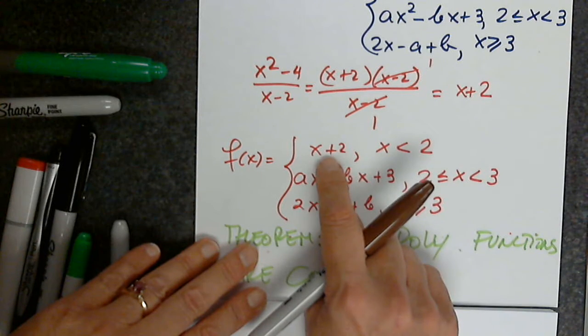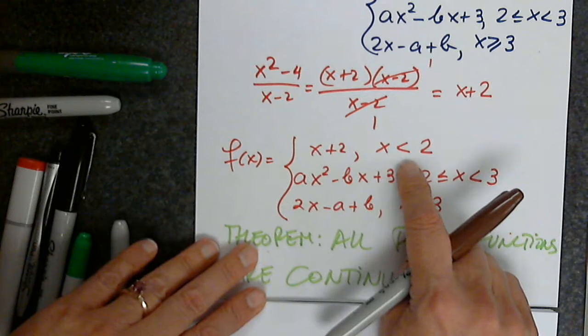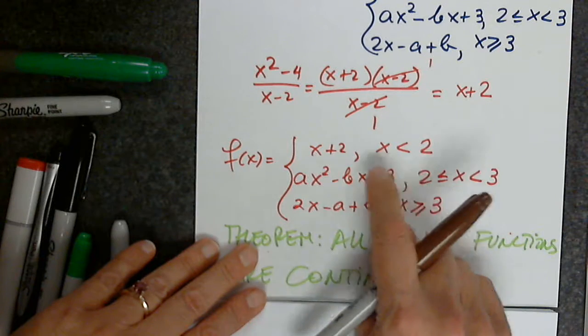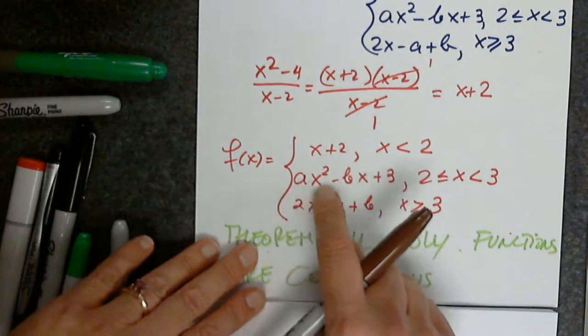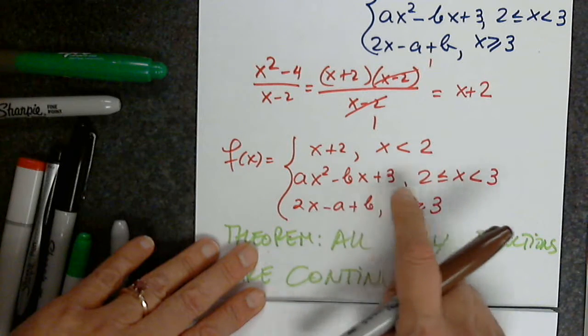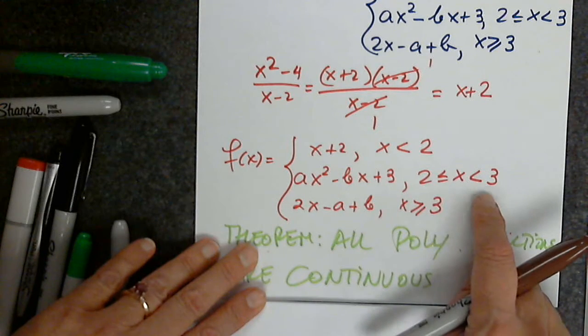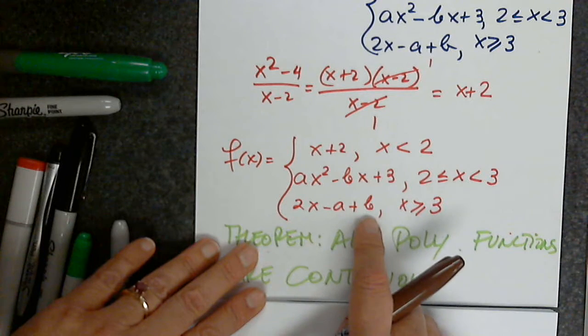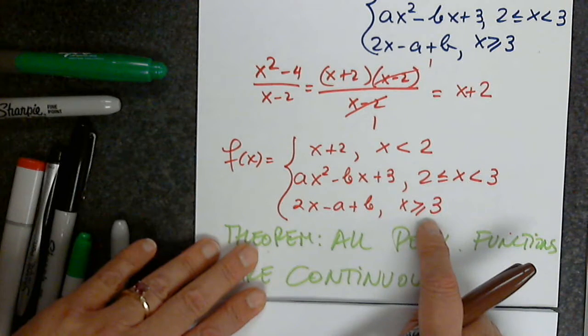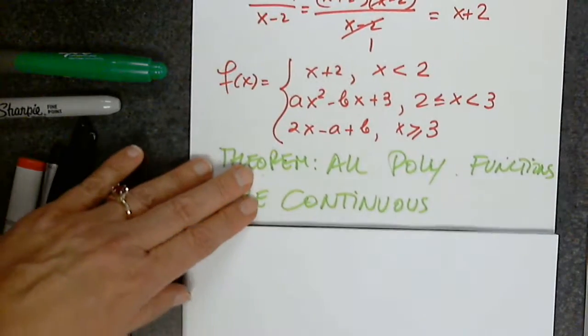X plus 2 is a polynomial function. It's continuous everywhere. Will this be continuous on this interval? It's continuous on everything. Will it be continuous to the left of 2? Yes. Of course. Will this polynomial function, which is quadratic, be continuous between 2 and 3? Of course. Will this linear function be continuous to the right of 3? Yeah. I'm going to have to write this down.